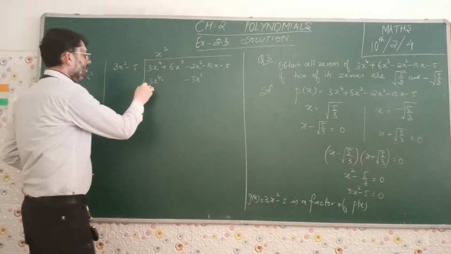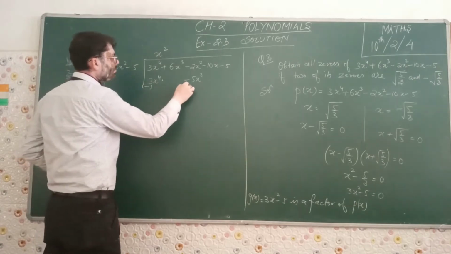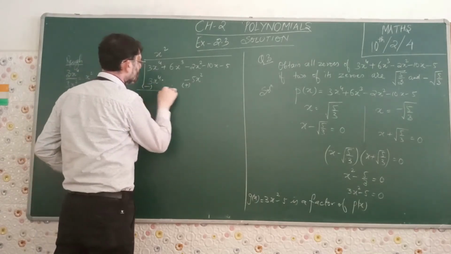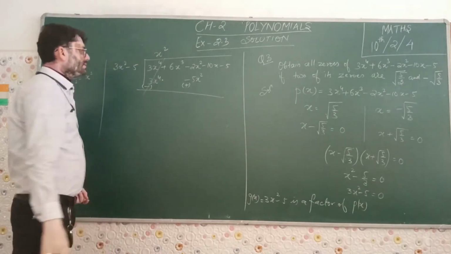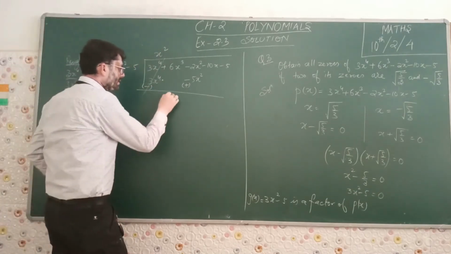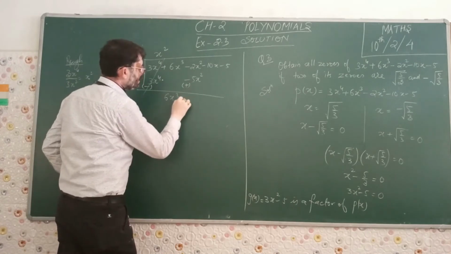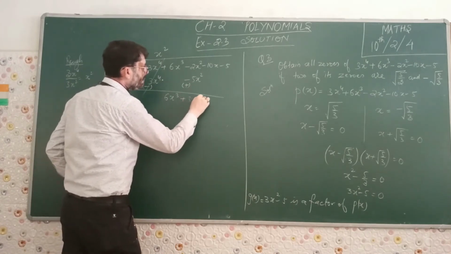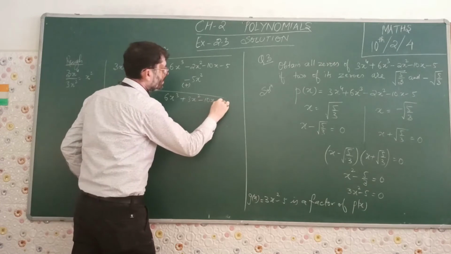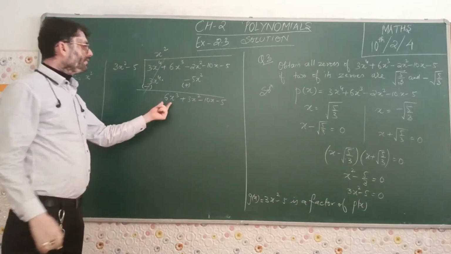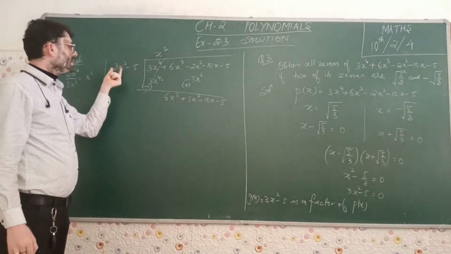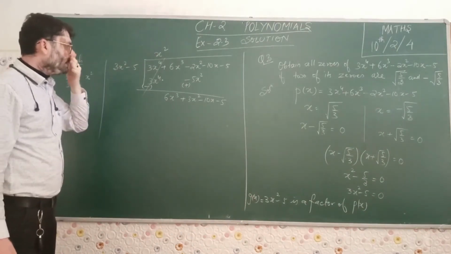By subtracting, that means plus sign changes to minus sign and minus sign changes to plus sign. This is cancelled. Let us get the remainder: 6x³ - 2x² + 5x², that is +3x², - 10x - 5. The degree of the remainder is 3, which is greater than the degree of the divisor, so the division continues.